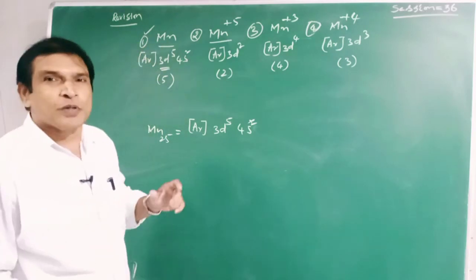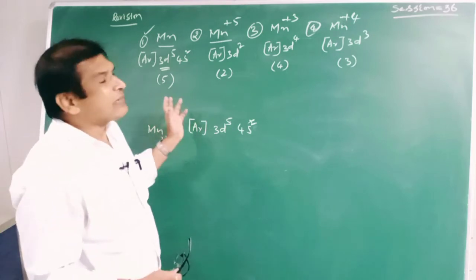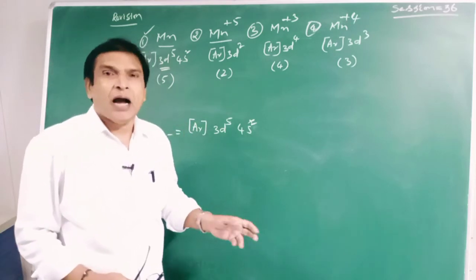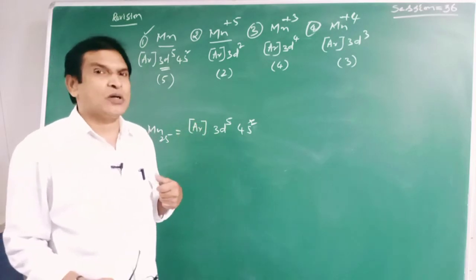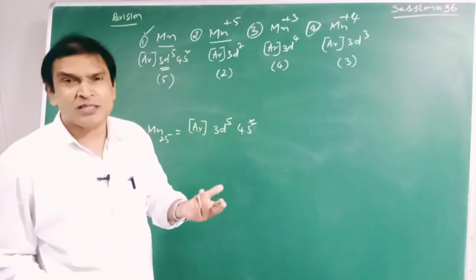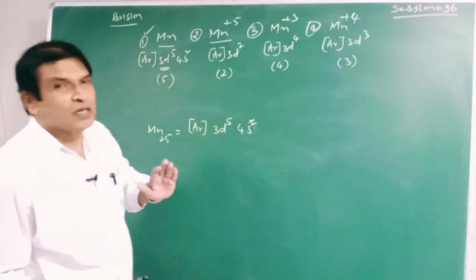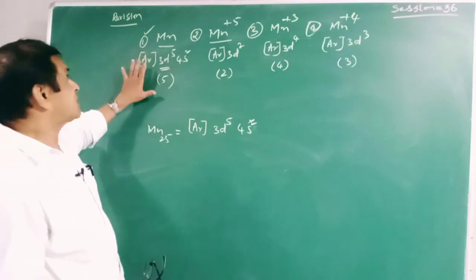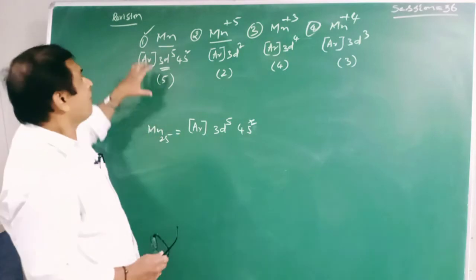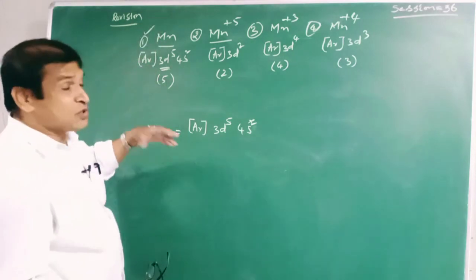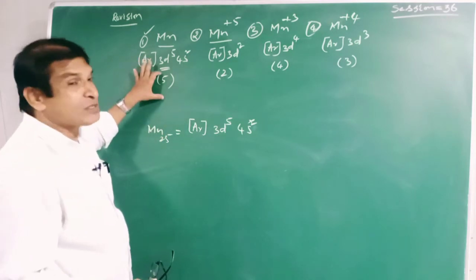Now extend the question from here. Which has the highest magnetic moment? Highest magnetic moment means the species should have the greater number of unpaired electrons. As the number of unpaired electrons increases, the magnetic moment also increases. So among these 4 options, the highest magnetic moment is the first option only, because the manganese atom has 5 unpaired electrons.